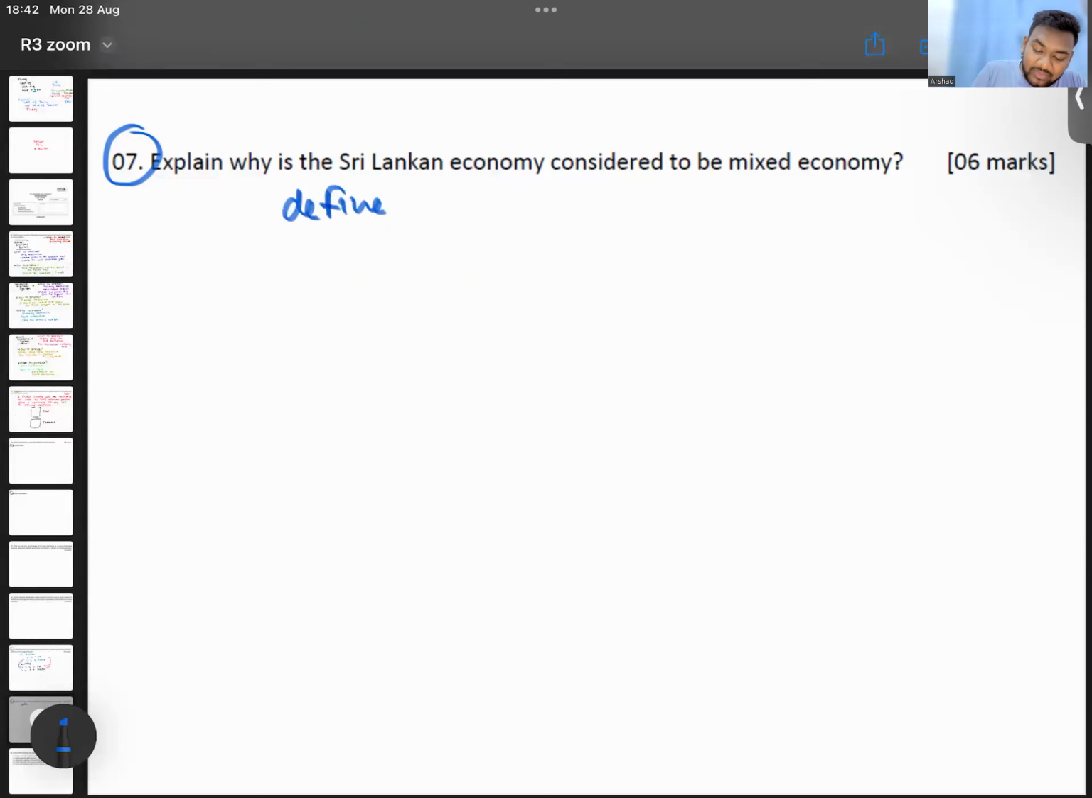You can say, a mixed economy is an economic system that uses both the price and the planning mechanism. So you can start off like that. Then you can say, similarly, Sri Lanka also has both the private and the public sectors. You have the private sector, which produces based on the price mechanism. They produce the most profitable goods. And you also have the government, which, using the planning mechanism, provides public goods. Government provides education, healthcare, right? They do that.